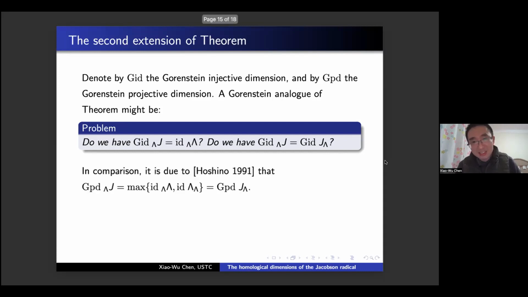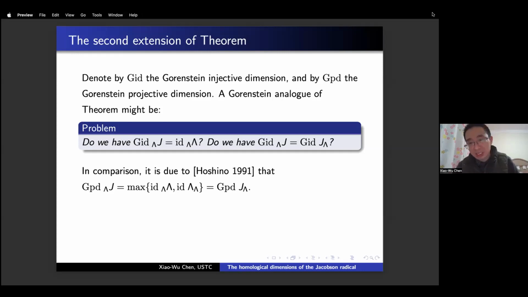Please next. So I mean, there is some support for why we ask this question. It is well known, due to Hoshino and many other people, that if we consider the Gorenstein projective dimension of the Jacobson radical on each side, they are the same. And when they are finite, which happens precisely when lambda is Gorenstein, it is the maximum of the injective dimensions on both sides. So for Gorenstein projective dimension, we have this symmetry on each side.